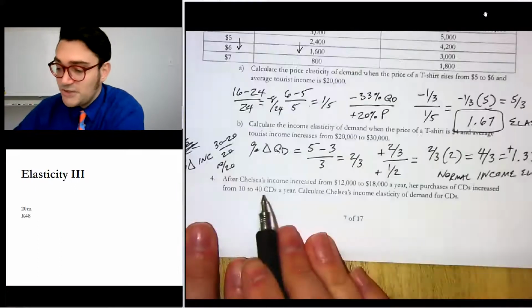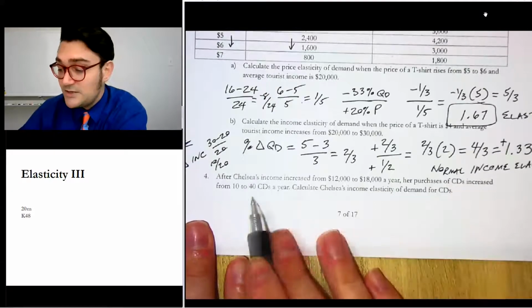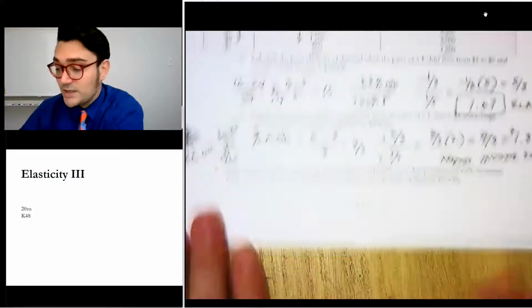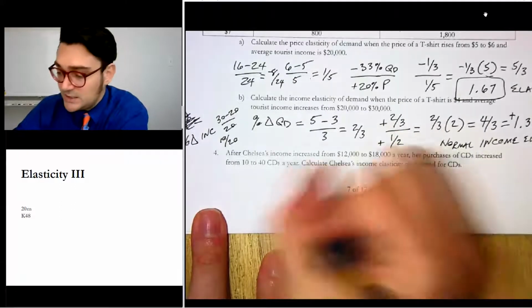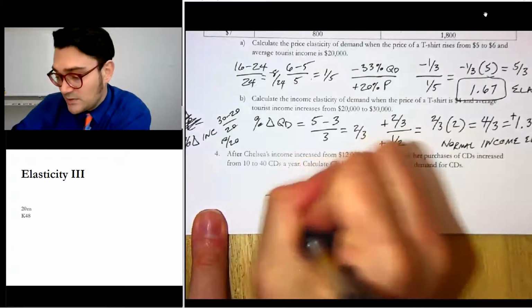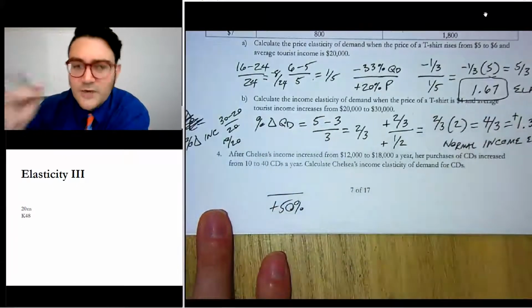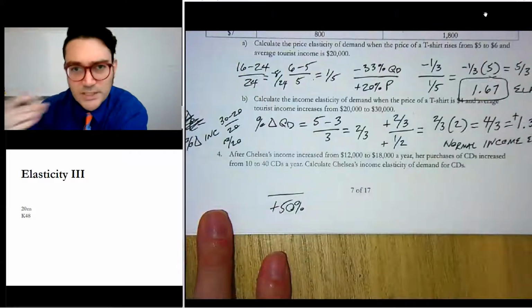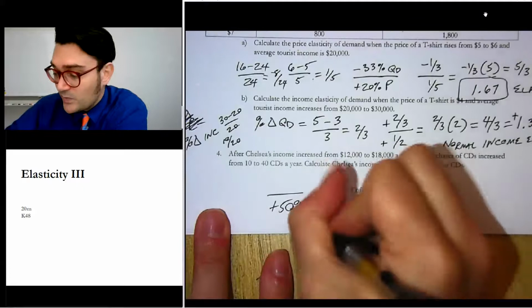All right, last question. After Chelsea's income goes from 12 to 18, her purchases of CDs go from 10 to 40. Calculate her income elasticity. So this 12 to 18 is a 50% income increase. And again, if you want to sit down and do these fractions, you can, or if you're really good at quickly spotting percentages, then that obviously helps a little bit. That's 50% increase in income.